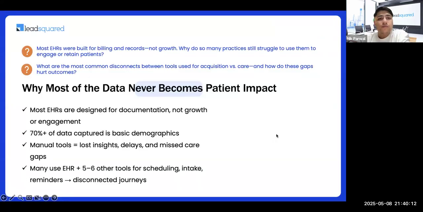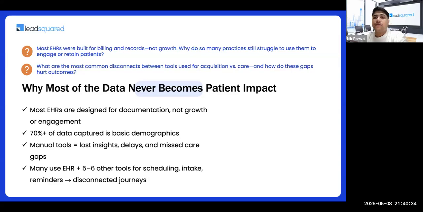Moving on to why most of the data never becomes patient impact. I think what happens is most EMRs or EHRs are mainly designed for just capturing notes or documentation. And it's mainly specific to that appointment, capturing what happened in that appointment.